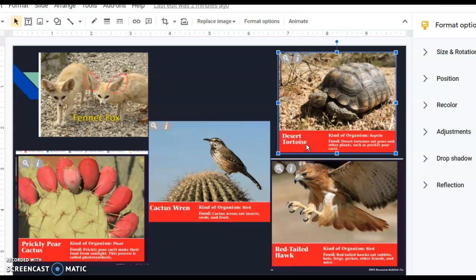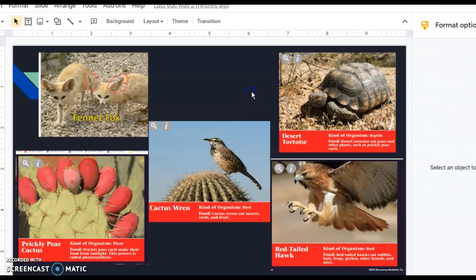Here's a desert tortoise who lives in the desert. It's a type of turtle. Desert tortoises eat grass and other plants such as prickly pear cacti. And here's a red-tailed hawk that lives in the desert. Red-tailed hawks eat rabbits, bats, frogs, geckos, and other lizards and mice. So here's some examples of plants and animals that exist in a desert habitat or environment.